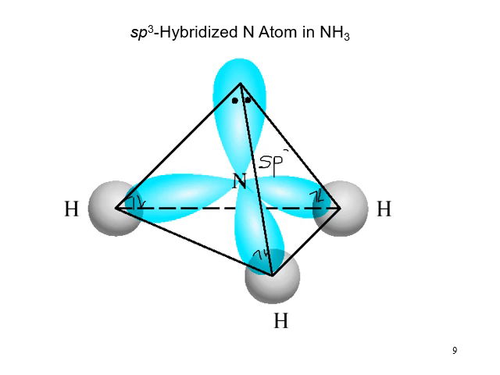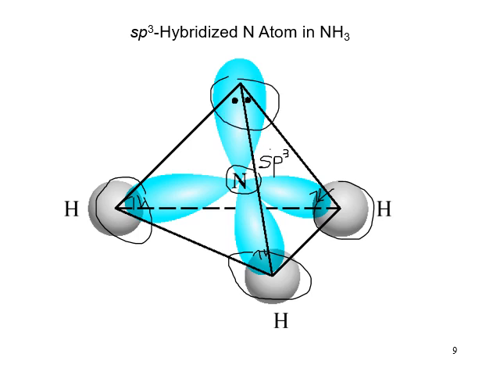Now, how do we know they're sp3? Because I look at the atom that I'm trying to figure out the hybridization of. I count the number of groups around it. In this situation, I have 1, 2, 3, 4 groups. Those 4 groups need 4 orbitals, and 1 plus 3 equals 4, and that's where I would get 4 orbitals in an sp3 hybridized situation.